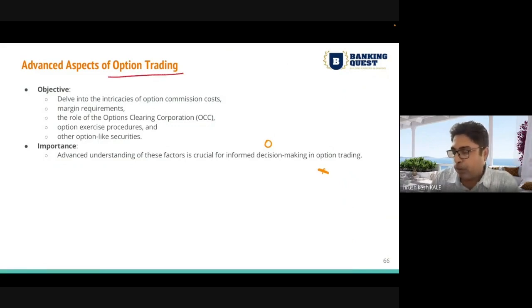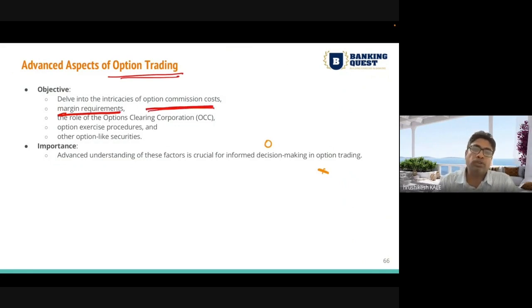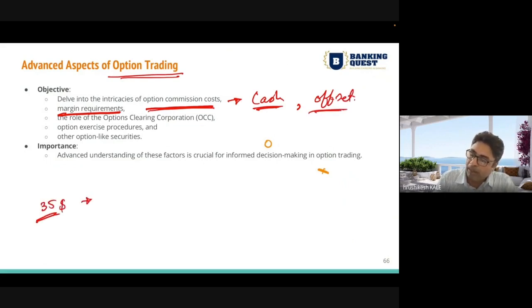Advanced aspects of option trading. In option trading, you need to maintain the margin. You need to check for option commission costs. And if the cost of commissions are high, you go for cash settled, or you basically offset the transaction. If the offsetting transaction just cost you $35, why pay $595? You just offset it one day before. That's it.